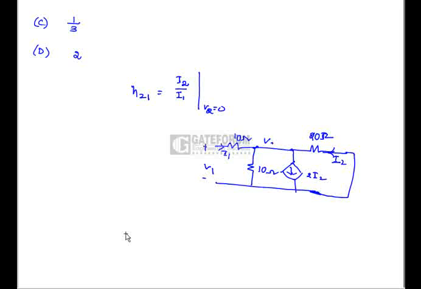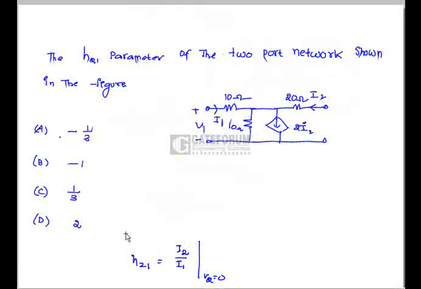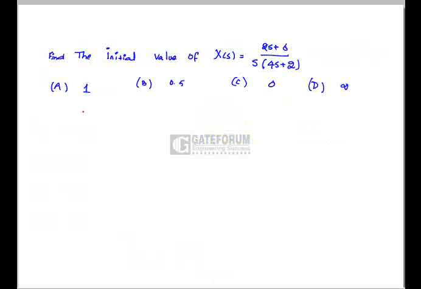This node I am taking as VA. If we apply the KCL at node VA, we will get minus I1 plus VA by 10 plus 2 I2 minus I2 equals 0. VA equals minus 20 I2. If we substitute this equation into this, we will get H21, that is I2 by I1, equals minus 1, which is option B. B is correct.